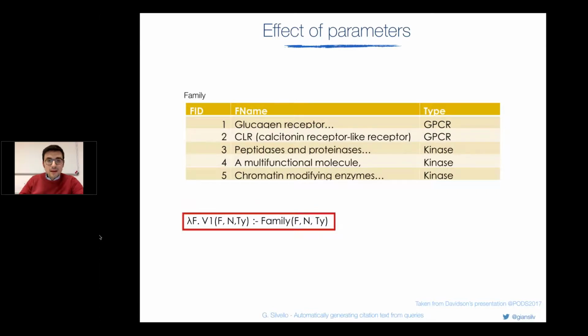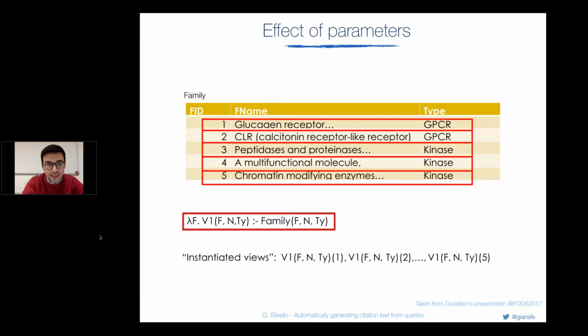CR, and so on. But then we also have a parameter, and the parameter is defined by this lambda operator in the beginning of the query. And this lambda operator says that we are parameterizing each single view by the ID, F. So we expect to have, as you see here, a single citation for each tuple in this table. So if we use V1, we have a citation for the tuple 1, for the tuple 2, for the tuple 3, and all the citations are different.